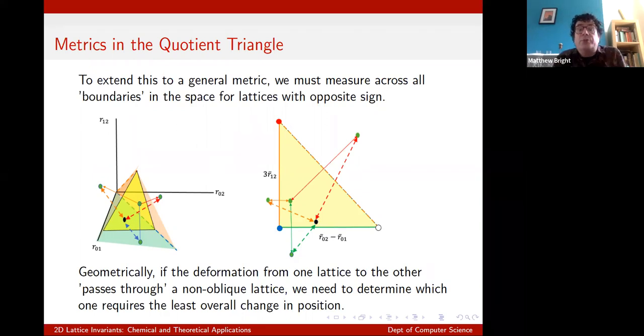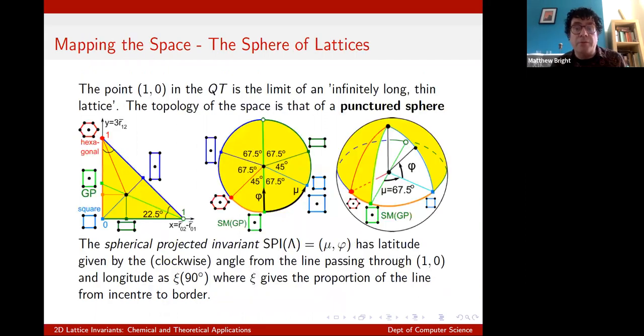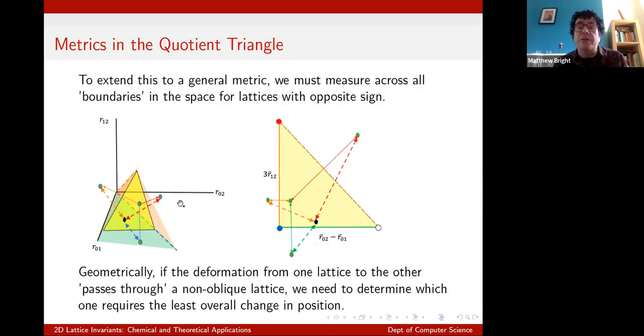So is there a more natural way where we can situate two lattices of opposite sign in the same space? One of the ways we've chosen to do it so far is to map this thing to a sphere. Now, this thing does map to a sphere in the sense that a punctured sphere, if you recall, all of these sides are implicitly glued together. So this does in fact have a topology of a sphere, but with a point missing.